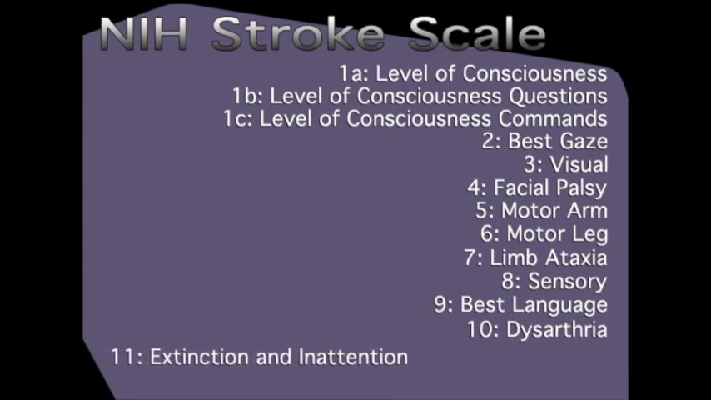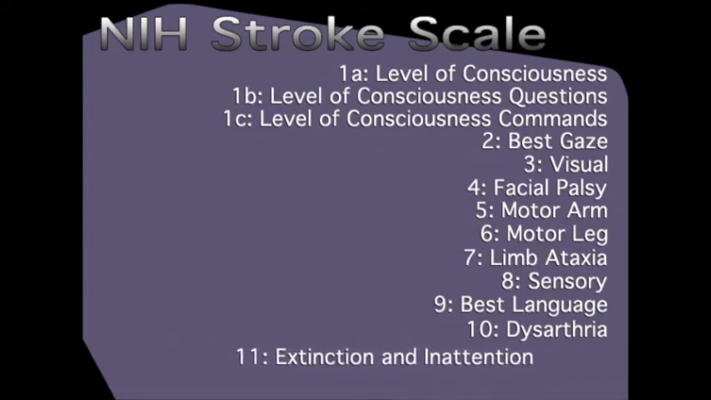Scoring of extinction and inattention is based on prior scores, especially visual and sensory tests. For no abnormality, score is 0, score 1 for extinction to only one modality, and score 2 for profound hemi-inattention or extinction to more than one modality.